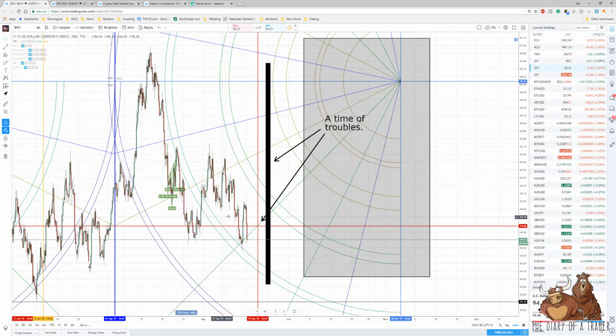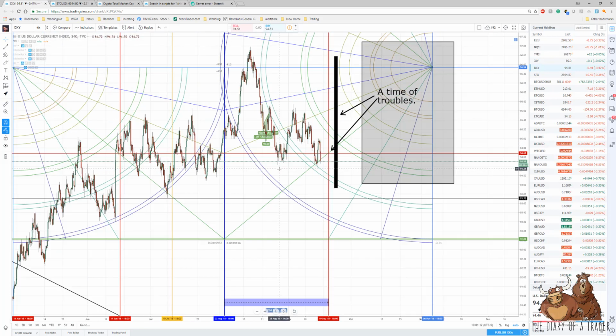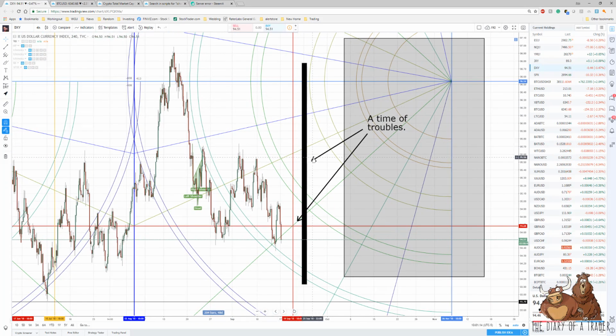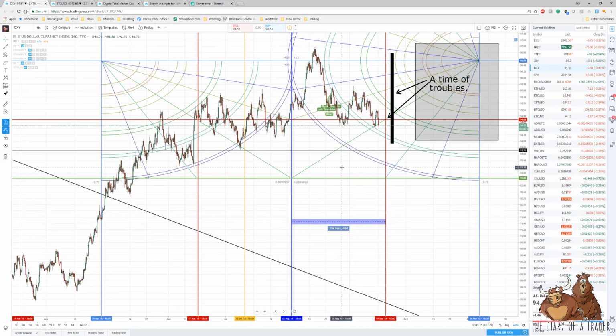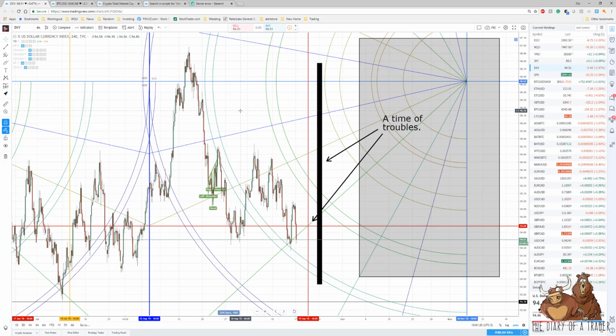If I scroll out, you can see that this is the market geometry of Gann's law of vibration. That is a combination of particular time and price levels. And right now, we can see that the dollar index is sitting right on or near a square of price and time. In fact, on the 19th of September, we should see this play out.